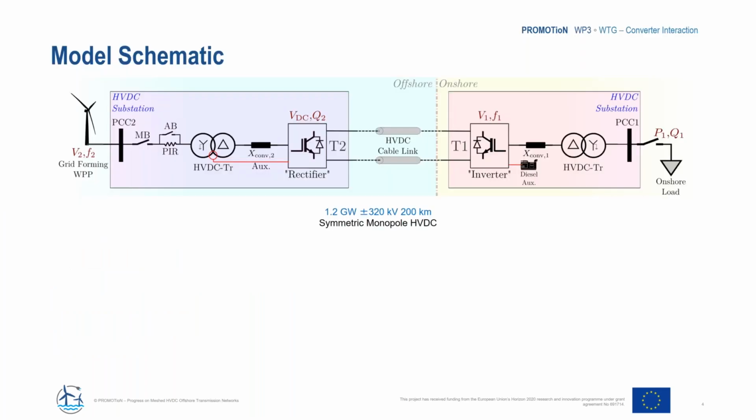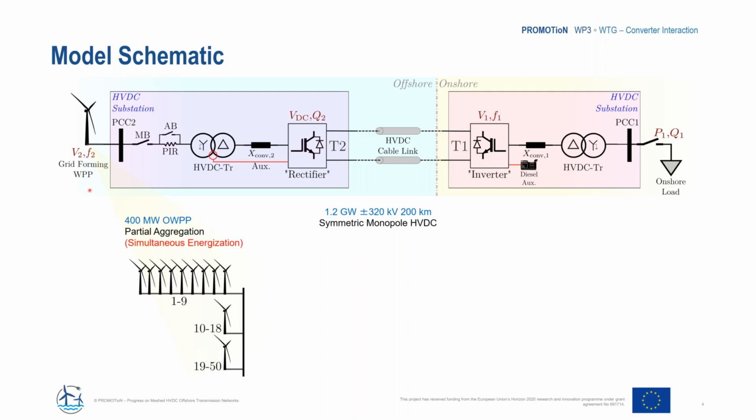So what we have here is a 200 kilometer long symmetric monopole HVDC. So it's a two-terminal point-to-point HVDC link. On the left-hand side, you see the offshore MMC, which is connected to the grid-forming wind power plant. So the wind power plant energizes the offshore network, and then the offshore MMC controls the DC link. Then on the right-hand side, you see the onshore MMC, which works in an islanding mode. That means it controls the voltage and frequency of the onshore AC grid. And then we have a 30 megawatt block load to demonstrate the black start capabilities of the grid-forming wind power plant.